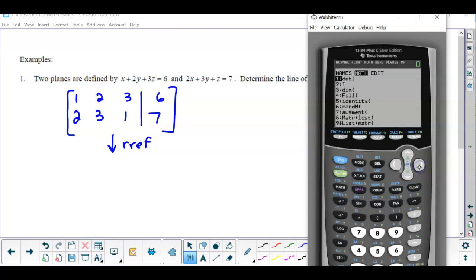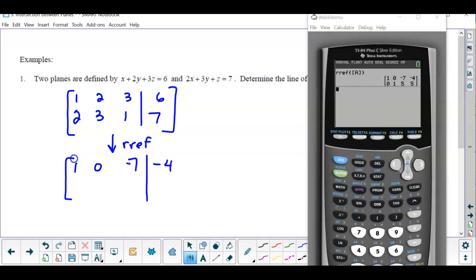All right, so matrix edit. This is a 2 by 4, and then 1, 2, 3, 6, 2, 3, 1, 7, and then I'm going to RREF, row reduced echelon form, on matrix A. So we get 1, 0, negative 7, negative 4, 0, 1, 5, 5.